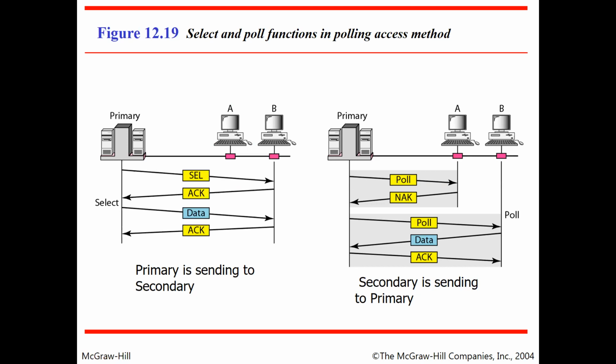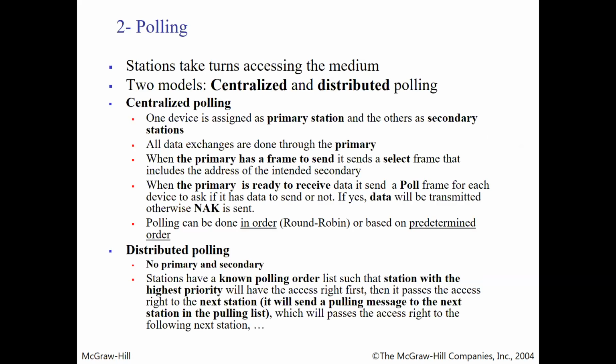Now, if primary wants to receive some data from any secondary device, what it will do? It will initially send a poll frame to every secondary station in a particular order. If any secondary station is having a frame to send, it will send a frame back to the primary, which the primary is supposed to acknowledge. However, if no secondary station is having any data to send, then those secondary stations will simply send back a frame called NAK, which is basically a no acknowledgement frame. So this is your centralized polling technique.